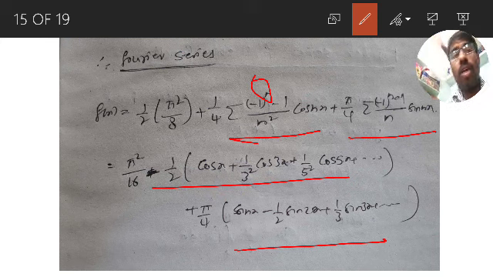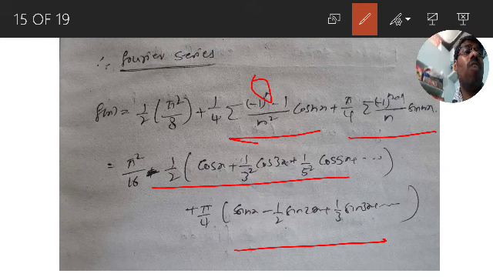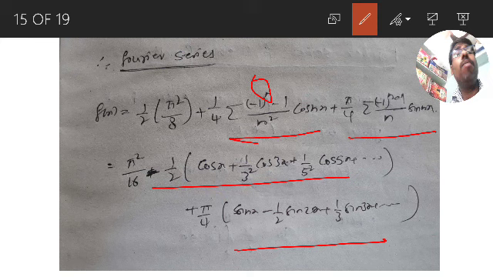So what is the Fourier series at last for this discontinuous function? It is pi squared by 16 minus 1 by 2 into cos x plus 1 by 3 square cos 3x plus 1 by 5 square cos 5x plus 1 by 7 square cos 7x. Only odd terms you will get. For all even terms it becomes 0.